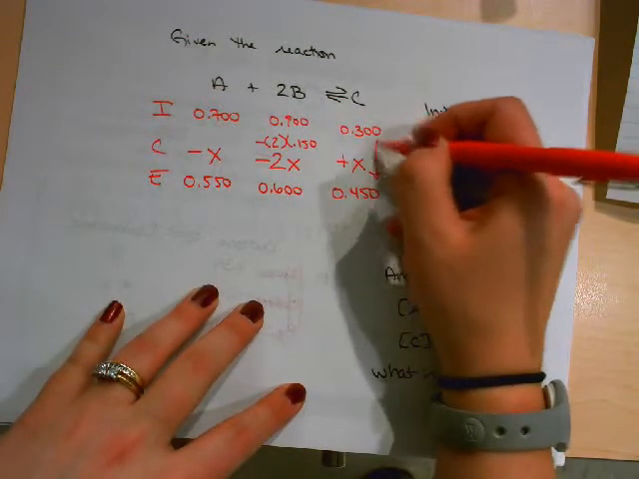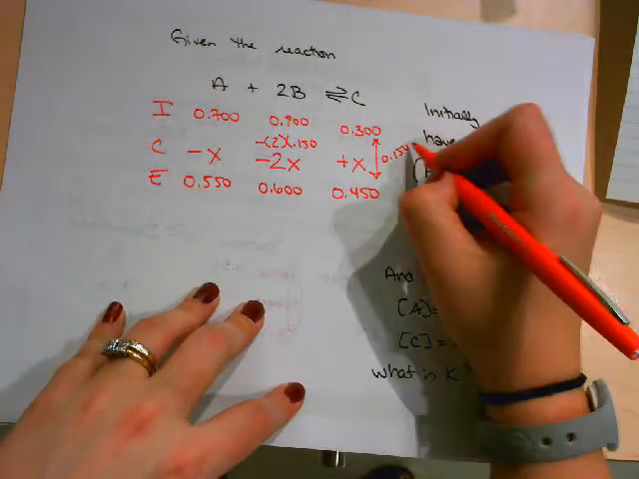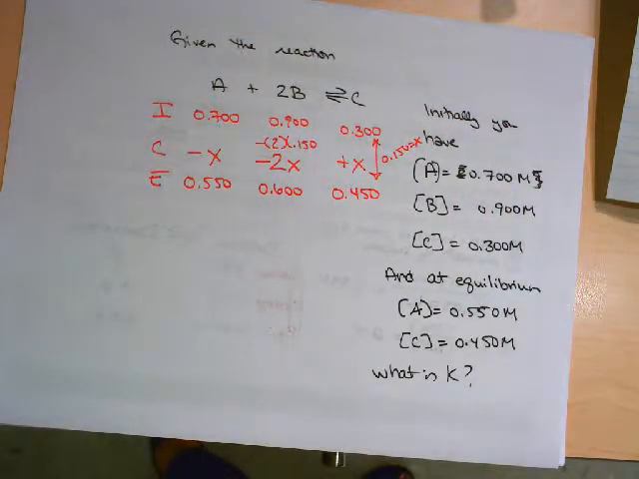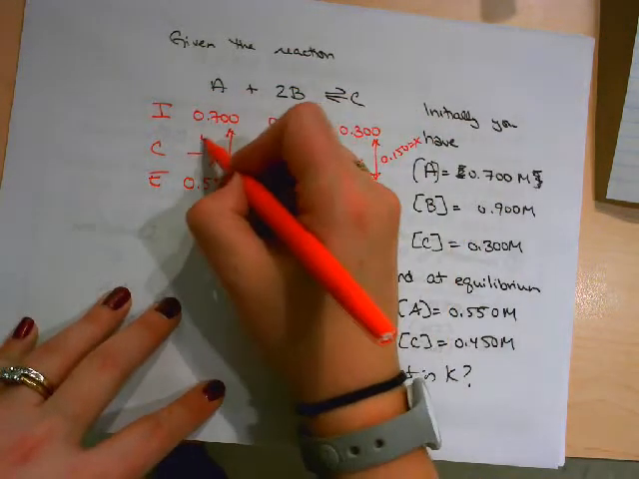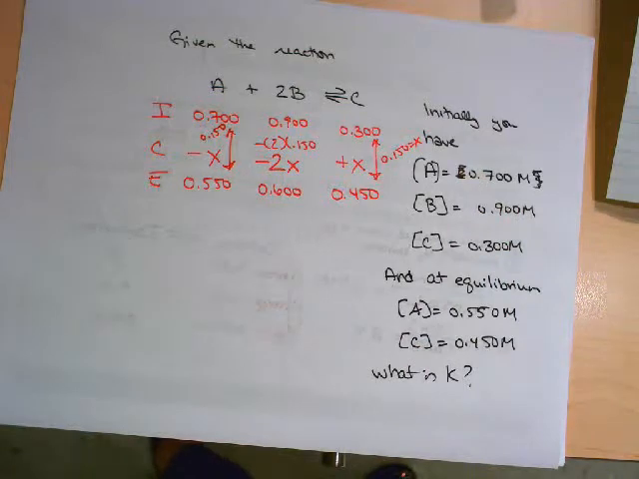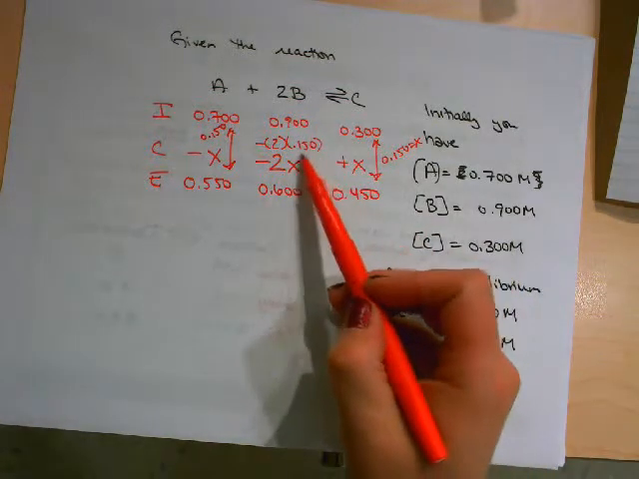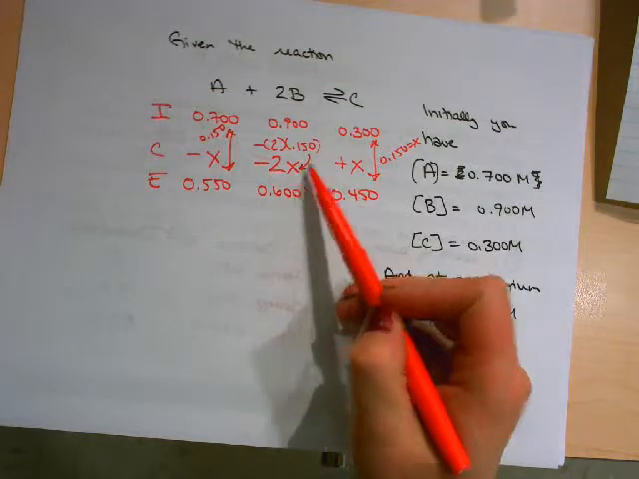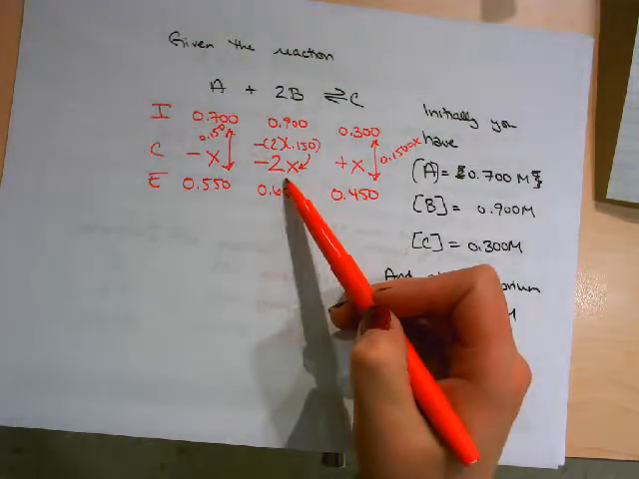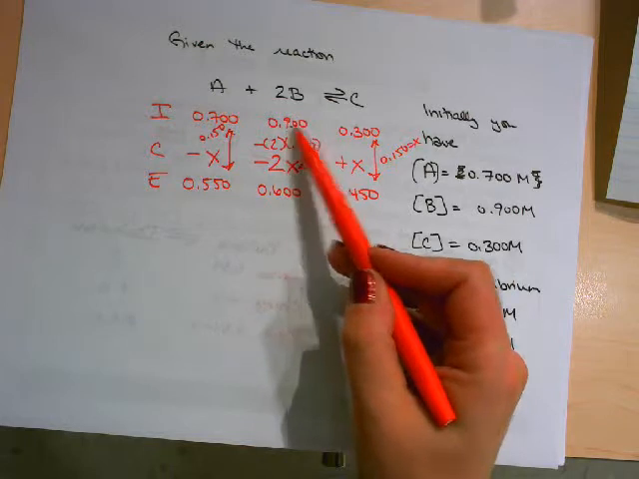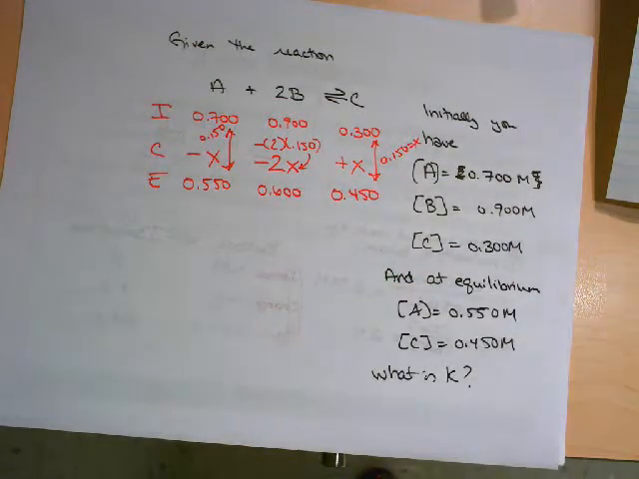Alright, so this, because I know this, that must be X. Or you could do it over here. Great. Yes, that's where it came from. Yep. So if it's 0.15 is X, 2 times X then would be 0.3. 0.9 minus 0.3 must be 0.6.